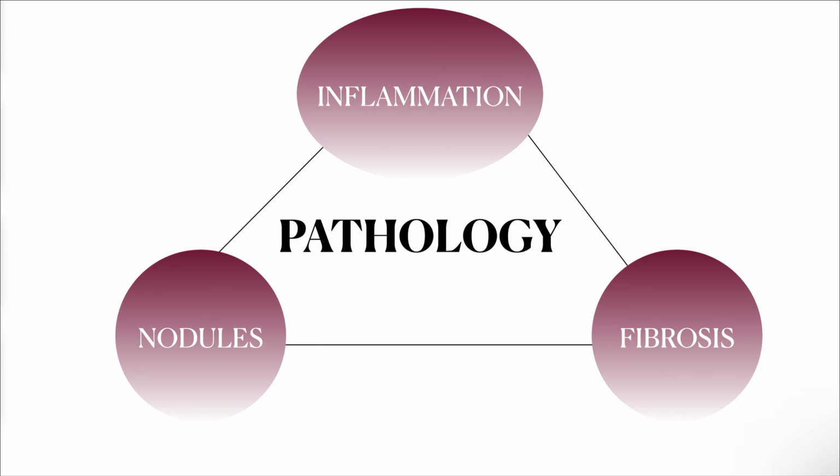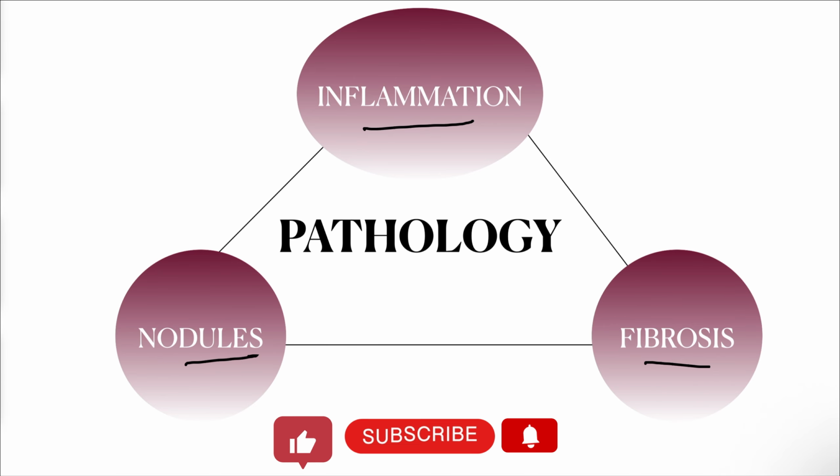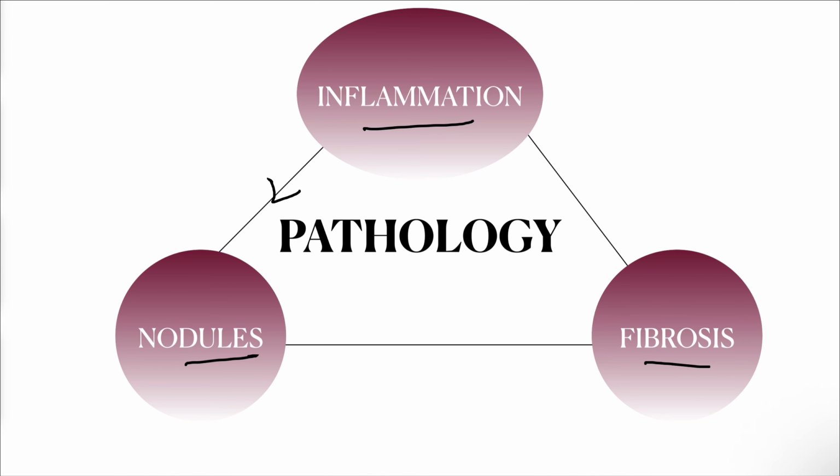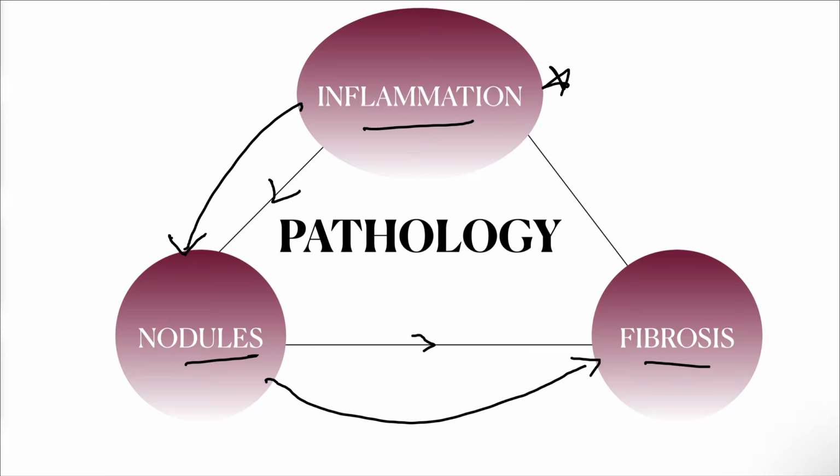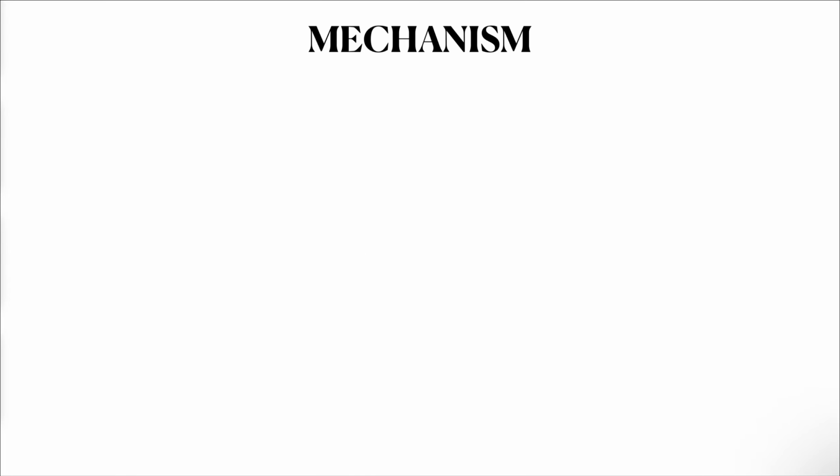Moving on to the pathology, there's inflammation, there's nodules and there's fibrosis. This is the triad that you have to remember for cirrhosis. So there's inflammation. When it becomes chronic, it forms nodules, and when nodules become chronic, it fibroses, and finally you have the cirrhosis stage. So cirrhosis is irreversible end-stage liver disease with fibrosis and regenerative nodules.